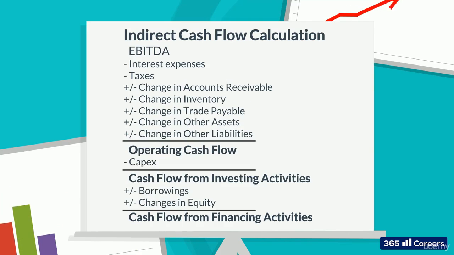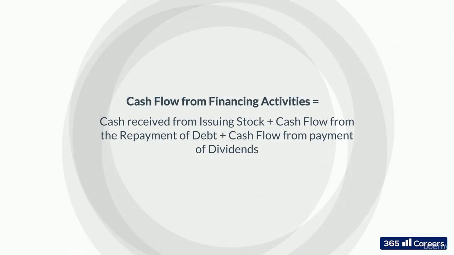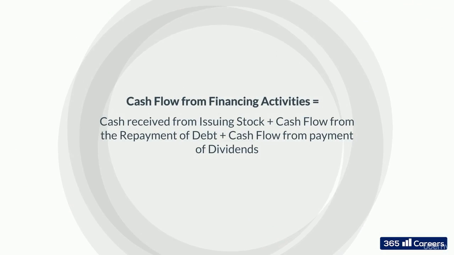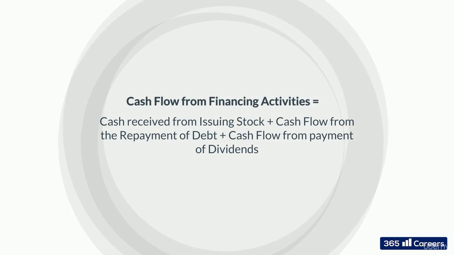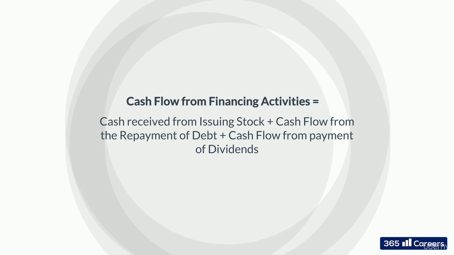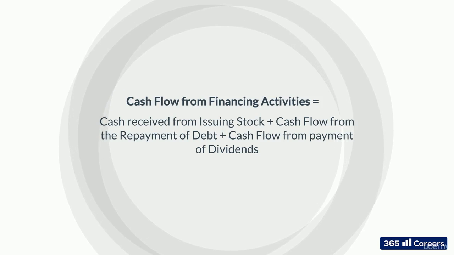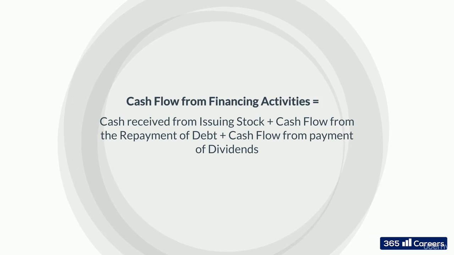As we said earlier, the third type of cash flows a firm can have derive from financing activities. The two sources of cash for financing activities are borrowing and equity investments. We can calculate cash flow from financing activities by using the following equation: cash received from issuing stock or debt minus cash paid as dividends and repayment of debt. So that's why here we see cash flow from issuing stock, cash flow for the repayment of debt, and cash flow from the payment of dividends.